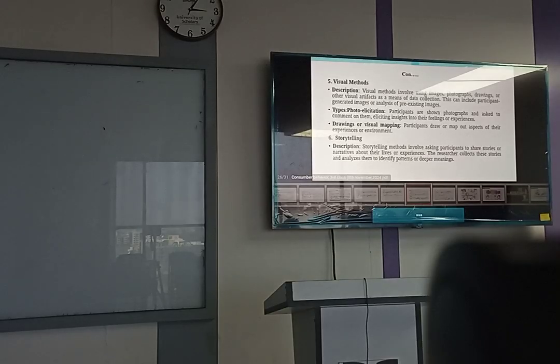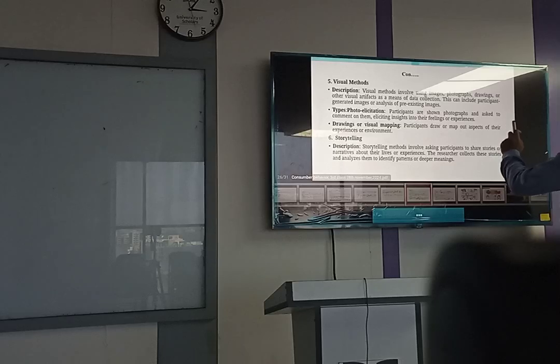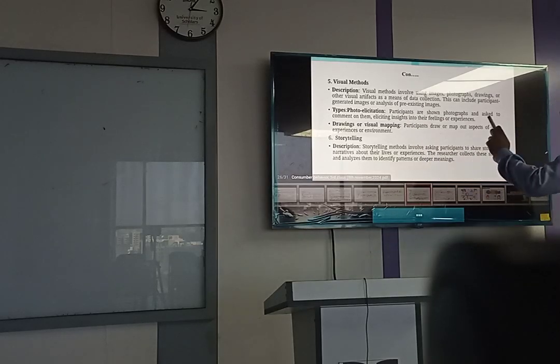Visual method. Visual methods involve using images, photographs, drawings, or other visual artifacts as means of data collection. That means data is collected through pictures, drawings, and other visible things, like picture art. This can include participant-generated images or analysis of pre-existing images. Photo elicitation: participants are shown photographs and asked to comment on them, eliciting insights into their feelings or experience.